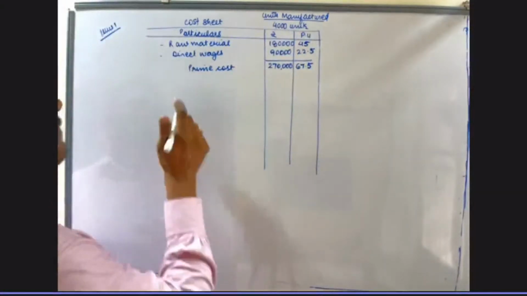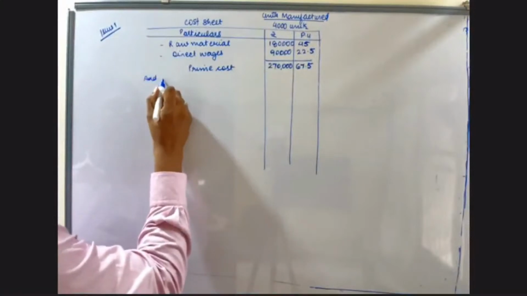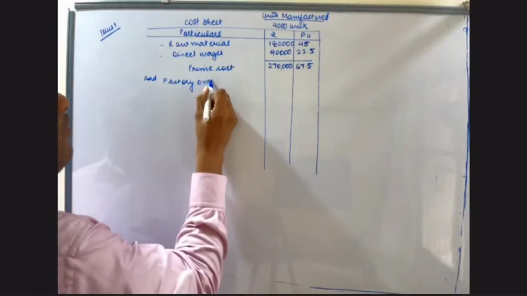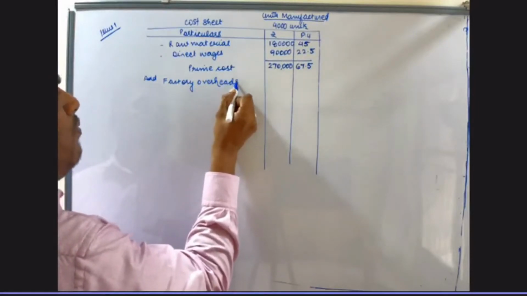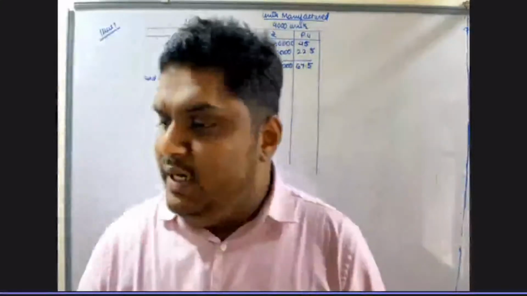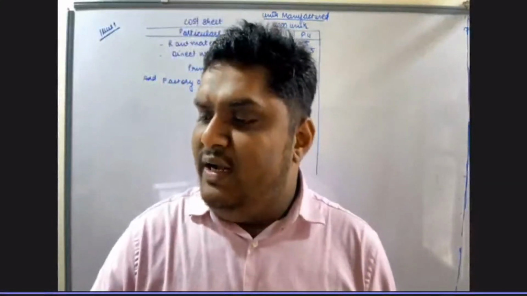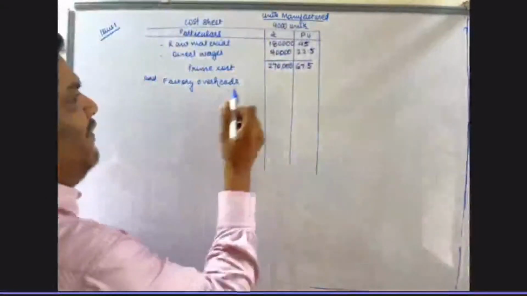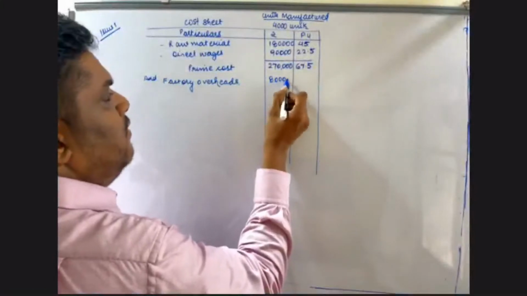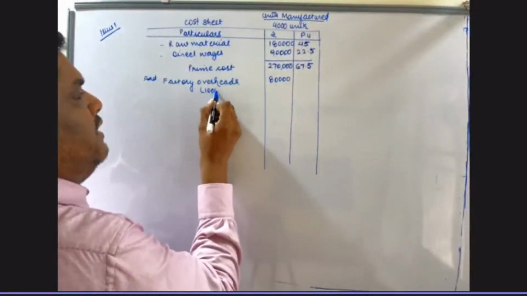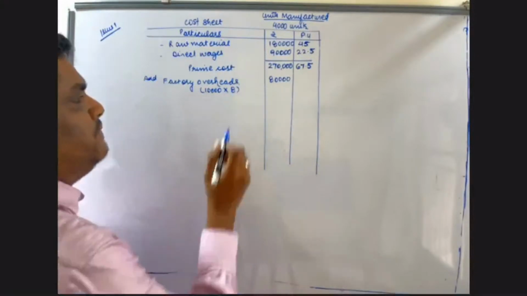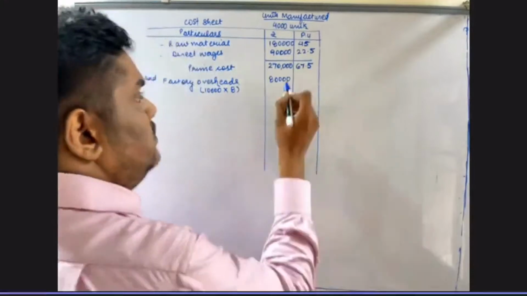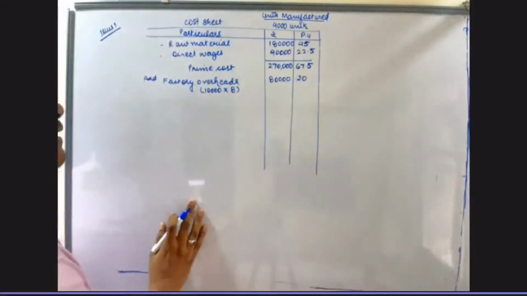In this, we will add all the factory overheads. Herein in this question it is given that the machine hour rate is ₹8 and the total hours worked are 10,000. So my total factory overheads will be 80,000, that is 10,000 into 8. So this will be 20 per unit.